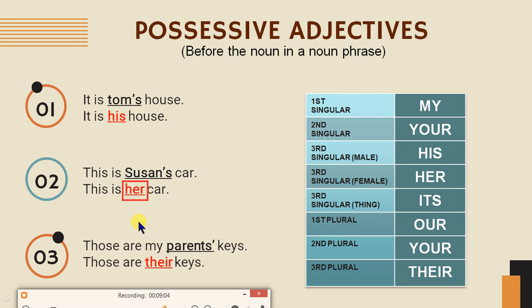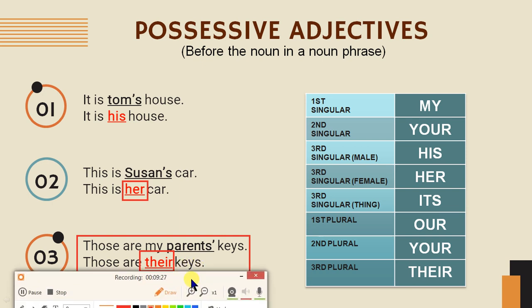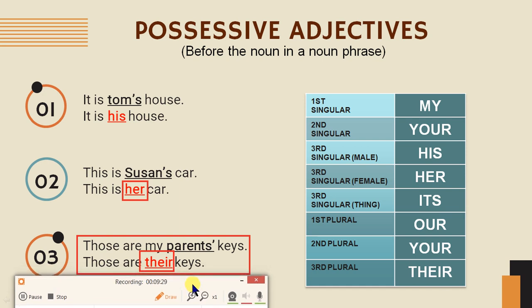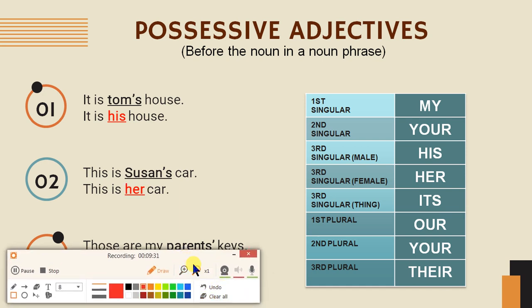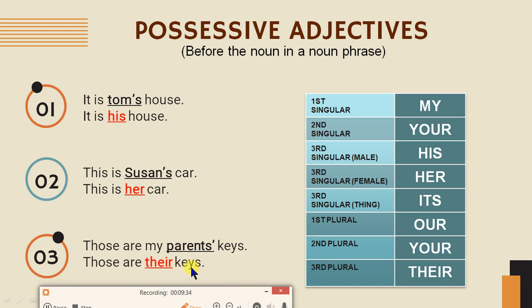Next sentence, those are my parents' keys. It means possessive adjective we are able to see in the sentence. The child will be very possessive. Okay, those are my parents' keys only. So by this example, next example, those are their keys. It means in behalf of parents we are replacing this word by their. I hope you understand this by these three examples. Next we will move to the flowchart.